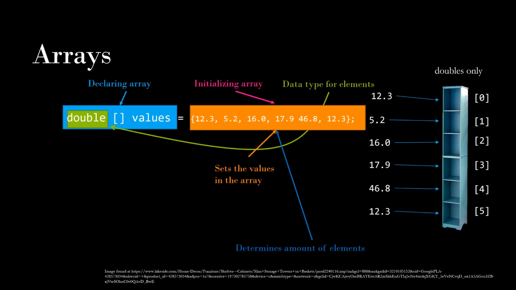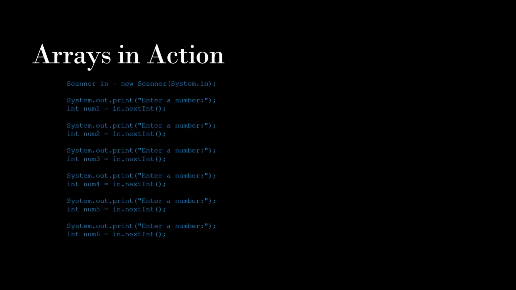So let's get into an example of seeing arrays in action and why you'd want to use them. Here I have some code. What we're going to do is prompt the user for 6 numbers, right? And we're going to store them as num1, num2, num3, num4, num5, num6. One of the problems is that we are continually asking for a number and storing it to a number.